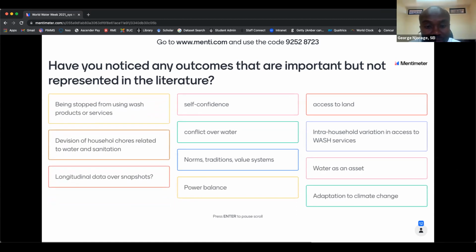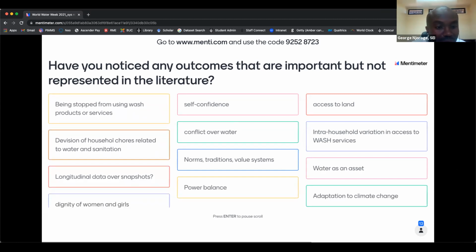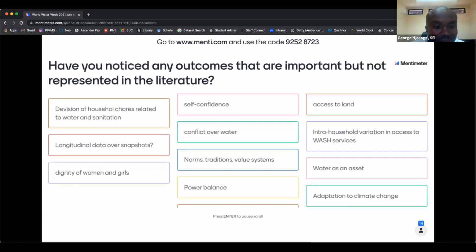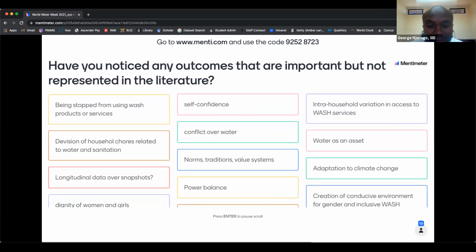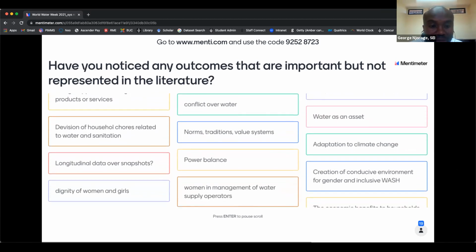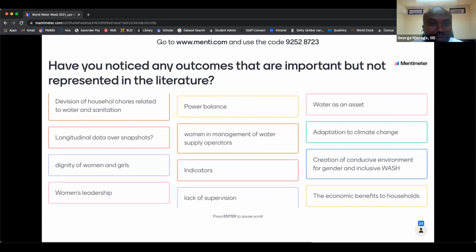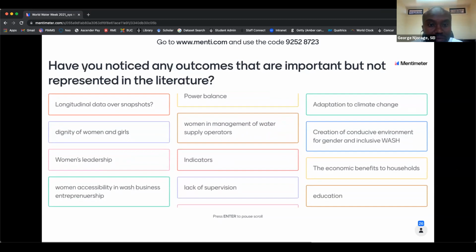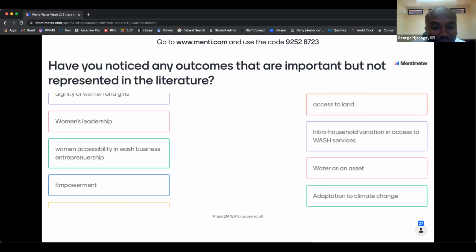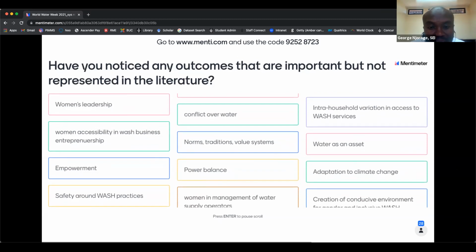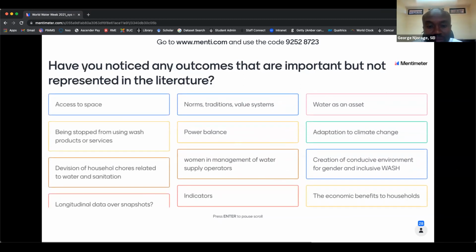We can take a few more seconds to post your reactions. Dignity is another result that is not represented in the literature. Adaptation to climate change is a very important one. We also have water as an asset. We can have 10 more seconds and then we go to the results of what we found.